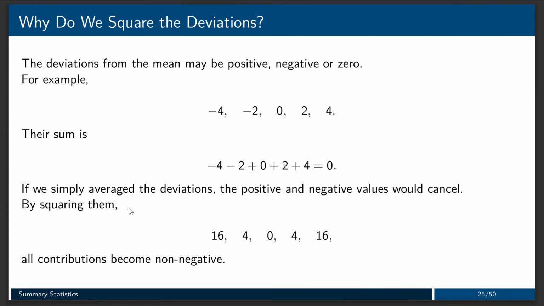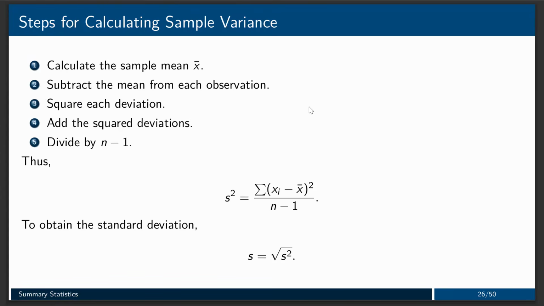So we square them first. Negative 4 squared is 16. Negative 2 squared is 4. When you square all the observations, they all become non-negative. Therefore, when you sum them, you will not get 0. You get a positive number. Then you can further take the square root to find the standard deviation.